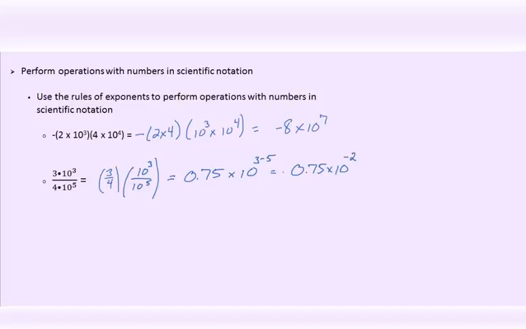In order for us to write this in correct scientific notation, we'll have to move our decimal place one more to the right. When we do so, we see that our number written out in scientific notation will be 7.5 times 10 to the negative third power.